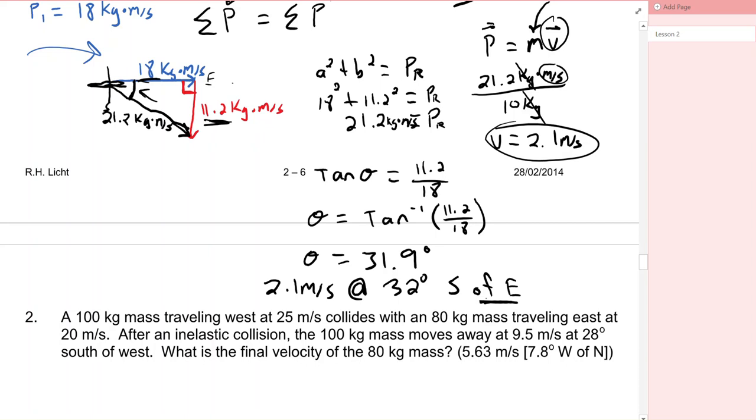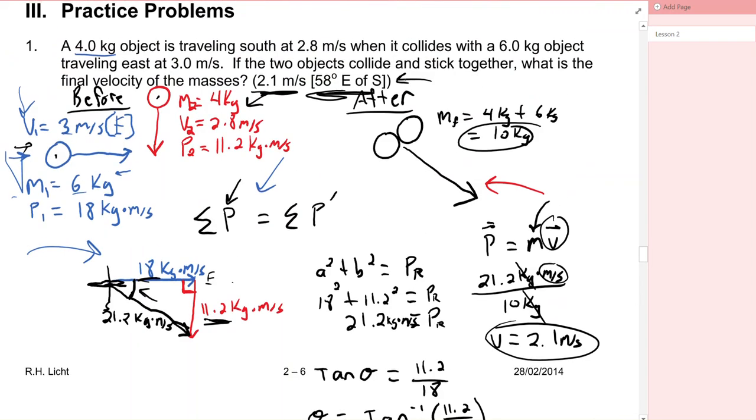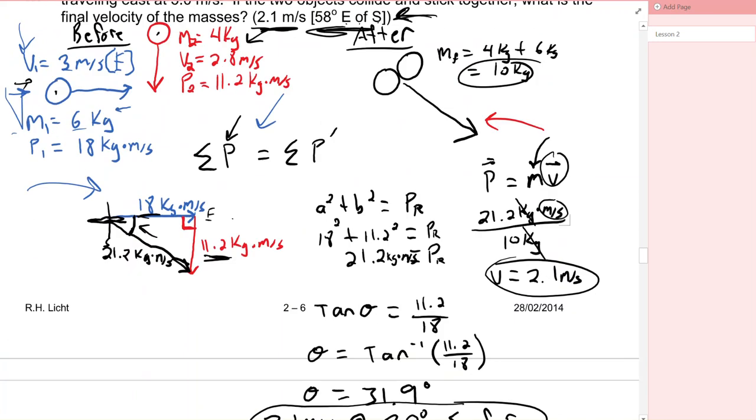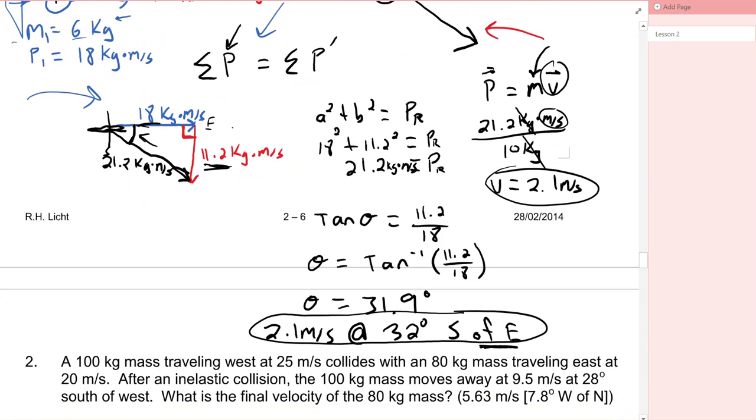And you'll notice that my answer here, so this would be my final answer, right? That's not the same as the answer up here. Well, what's the difference? This one's east of south, right? My answer is south of east.